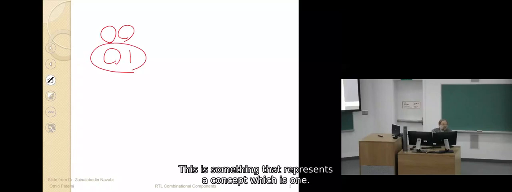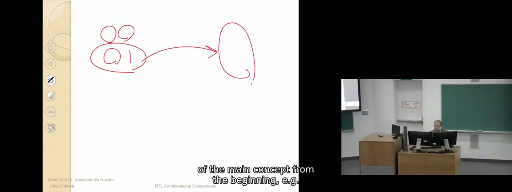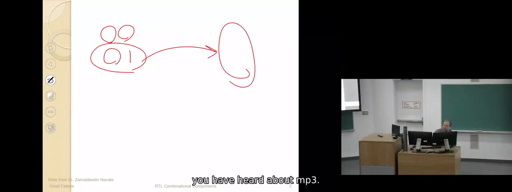This is a code. It represents a concept, which is 1. So in coding, we put codes. In decoding, we would like to reach the main concept from the beginning. For example, you have heard about MP3. MP3 is an encoding standard.